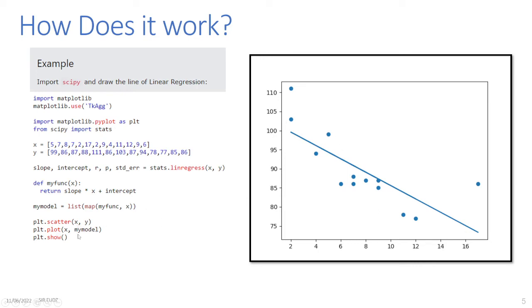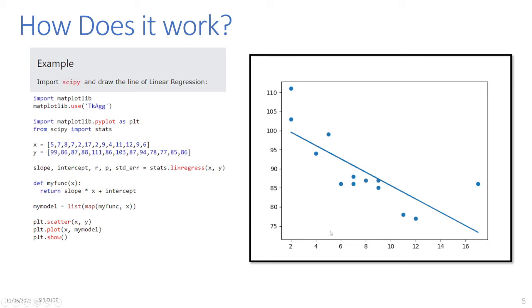This one will now plot the linear line, our chart for our linear regression, and then show. So it will now show both diagrams, the scatter plot and our linear regression diagram.